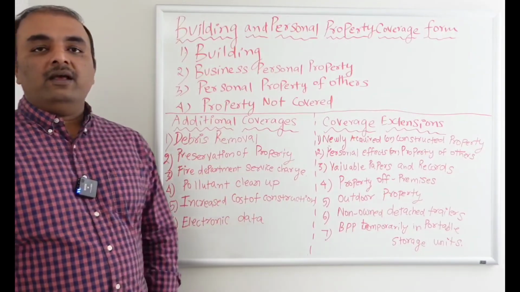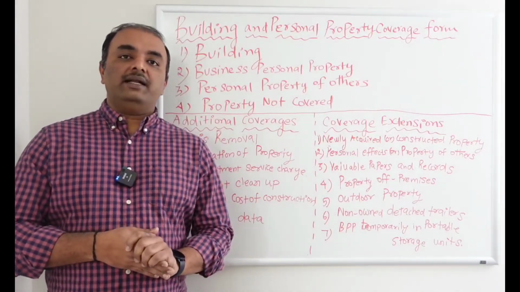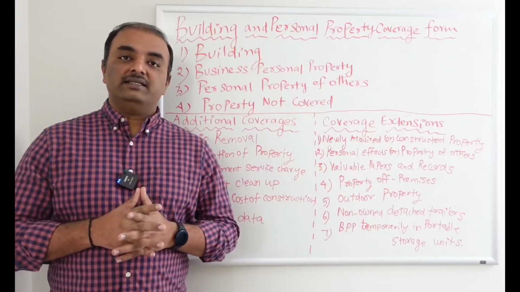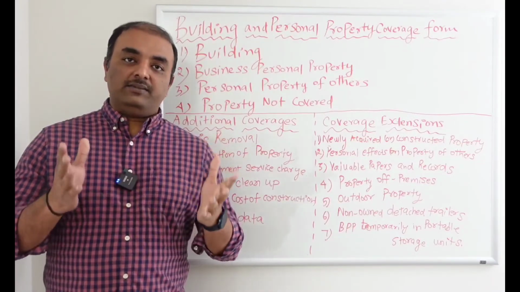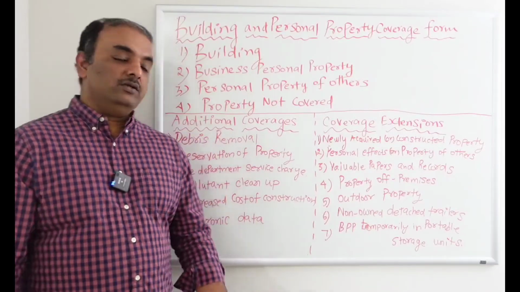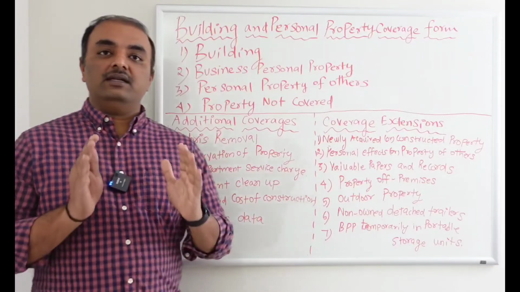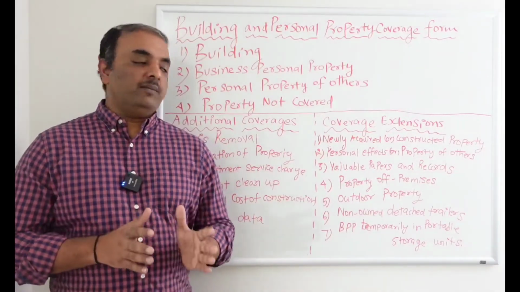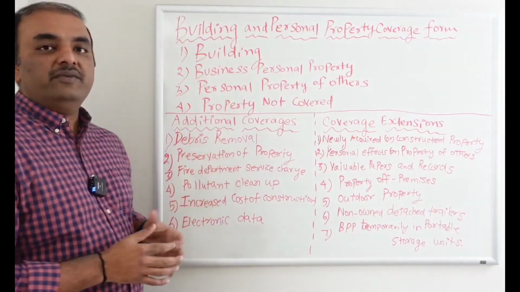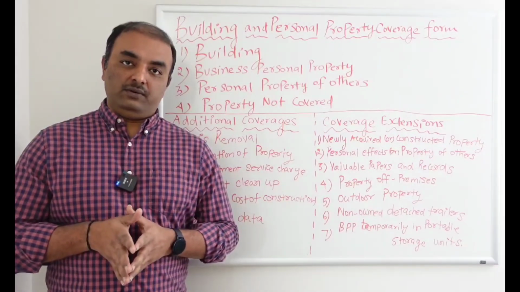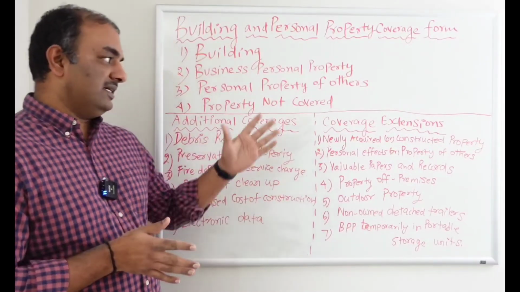Electronic data. We all know most of the time the electronic data is going to be covered under a different policy. In certain cases, if a customer wants a limited coverage, they can use this electronic data additional coverage for a certain limit. So pretty much these are the additional coverages that we have in building and personal property coverage forms. Now let's go to coverage extensions.